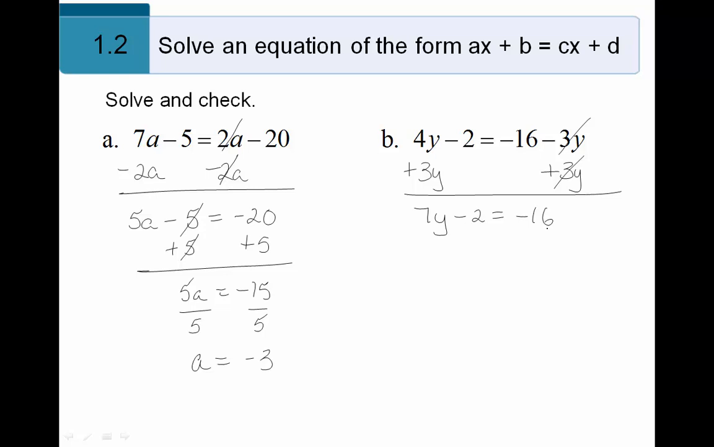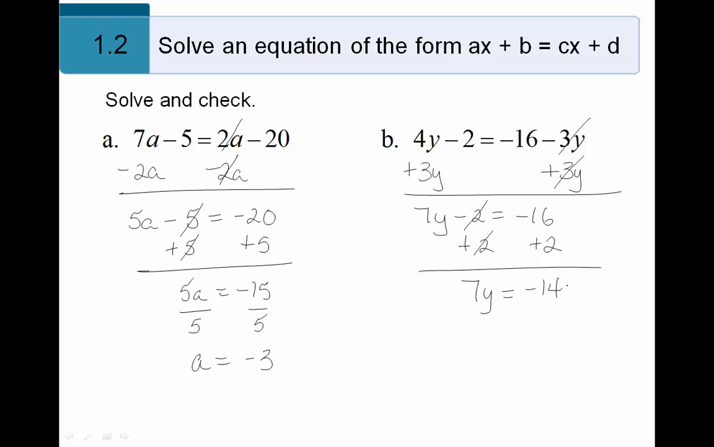We've moved the variables to the left-hand side of the equation. Now we need to move the numbers to the right-hand side. Therefore, we need to get rid of that negative 2. So I'll add 2, or put a positive 2, on both sides of the equation. Combining the numbers or constant terms, the 2's cancel, leaving 7y equals. On the right-hand side, negative 16 and a positive 2 is negative 14. Steps 2 and 3 are complete. We have the variable on one side, the number on the other.